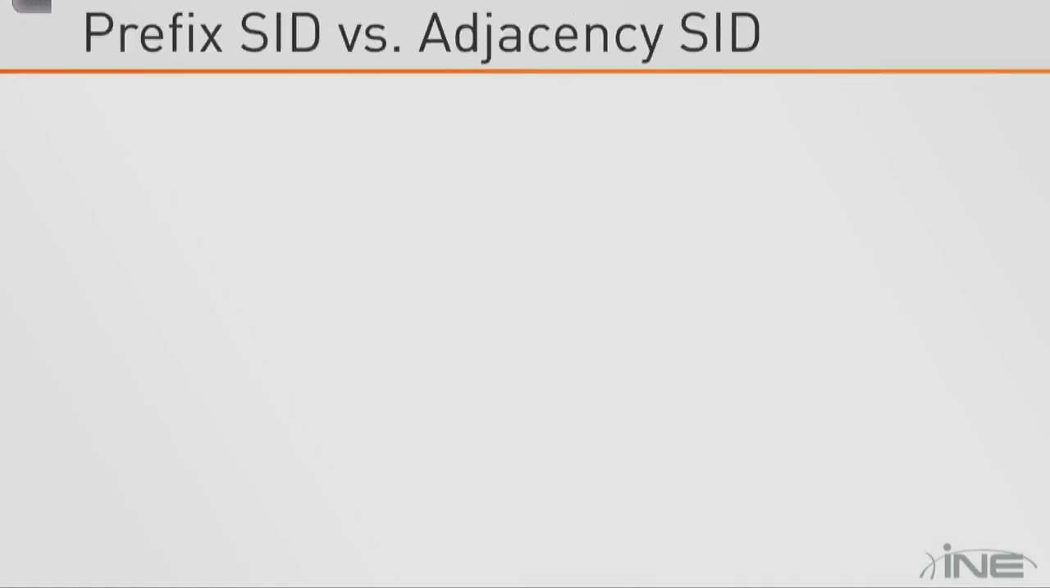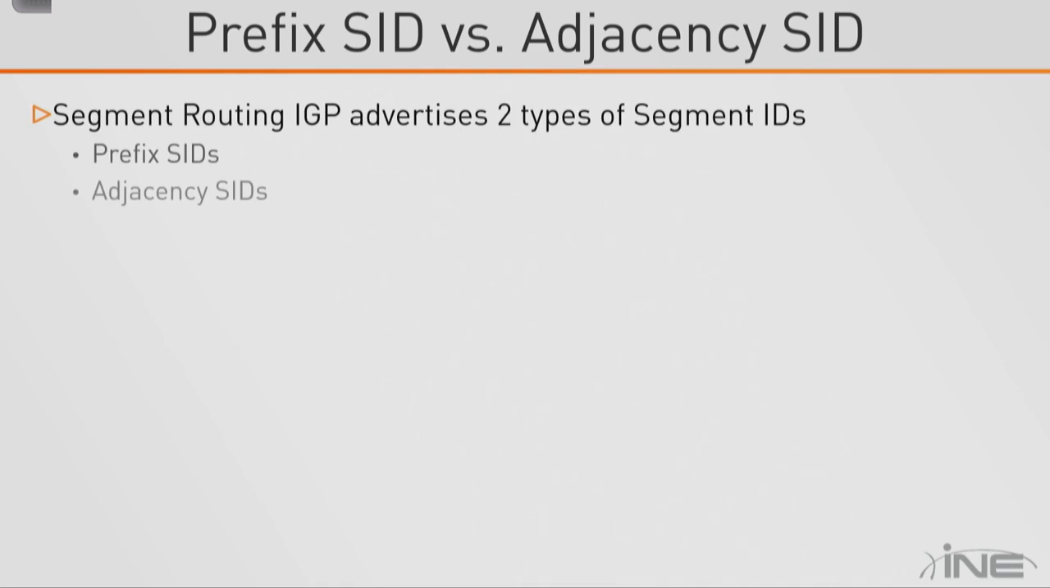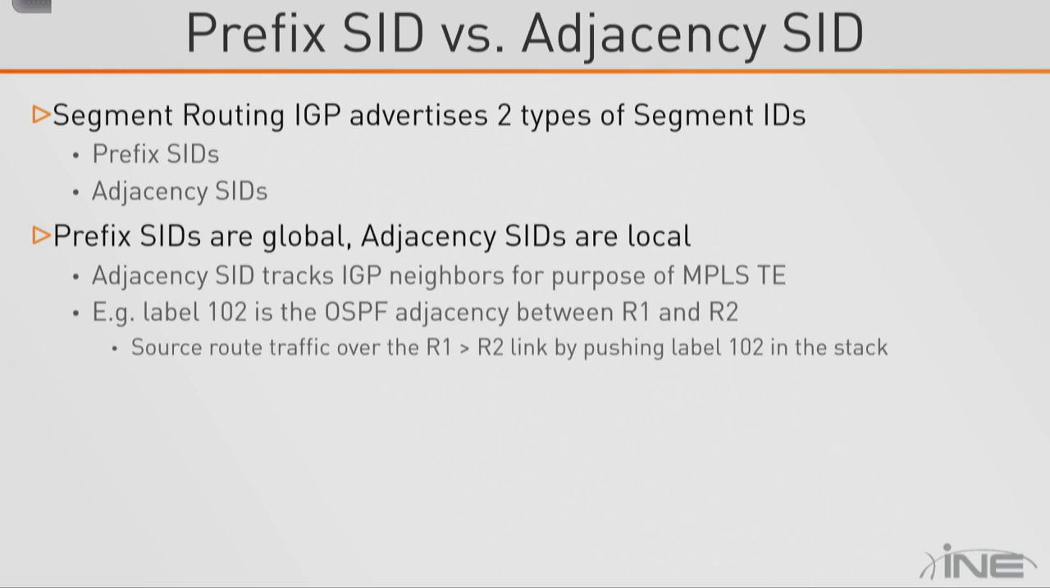Okay, the next term that we have is the prefix SID versus the adjacency SID, or the prefix segment ID versus the adjacency segment ID. Segment routing IGP is going to advertise two different types of segments. This is going to be for either OSPF or ISIS. It's going to be the same type of behavior, where the prefix segment IDs are globally significant, and the adjacency segment IDs are going to be locally significant.